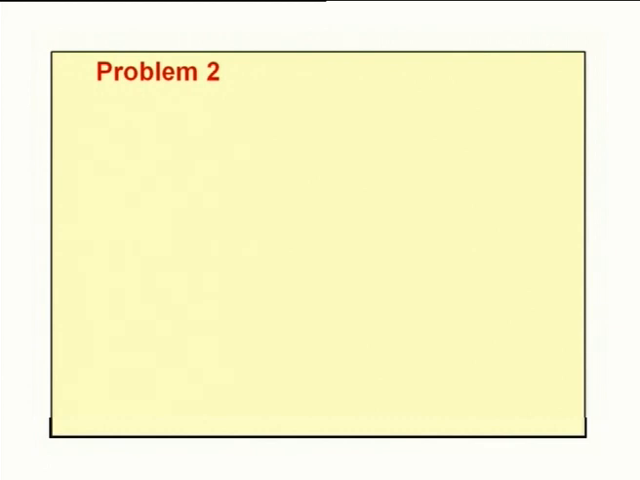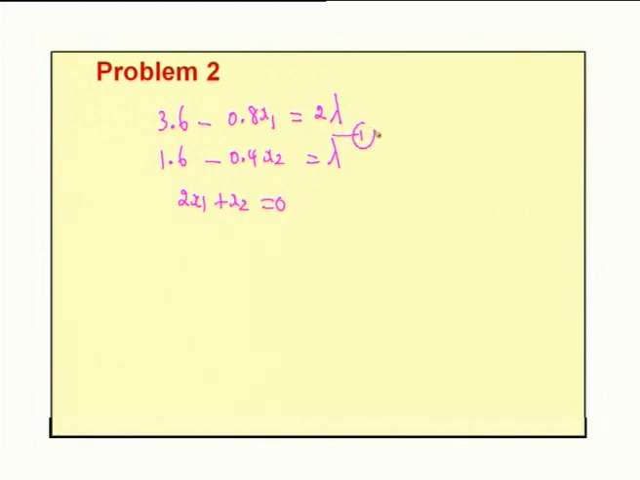Those three equations can now be rewritten as 3.6 minus 0.8 x1 equal to 2 lambda, and the second equation 1.6 minus 0.4 x2 equal to lambda, and the third equation 2x1 plus x2 equal to 10. Now, from the first equation we have lambda equal to 1.8 minus 0.4 x1. We name it as equation 4.